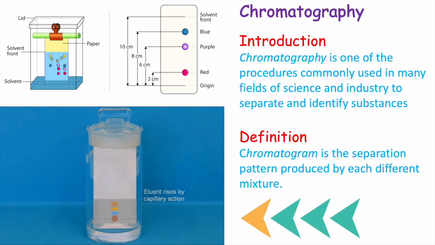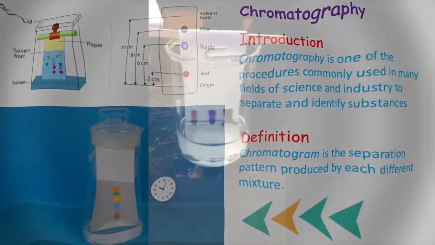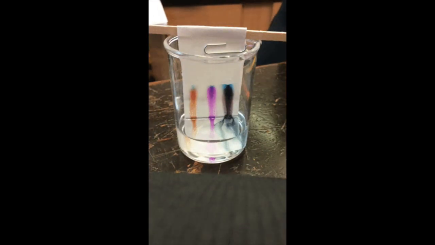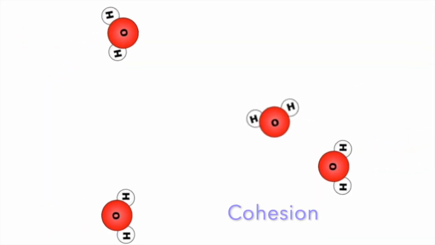As water or alcohol moves up by capillary action on the paper, molecules or substances dissolved in the mixture will travel at different speeds. The water or other solvent moves up the paper because capillary action is stronger than gravity, and capillary action depends on cohesion and adhesion.